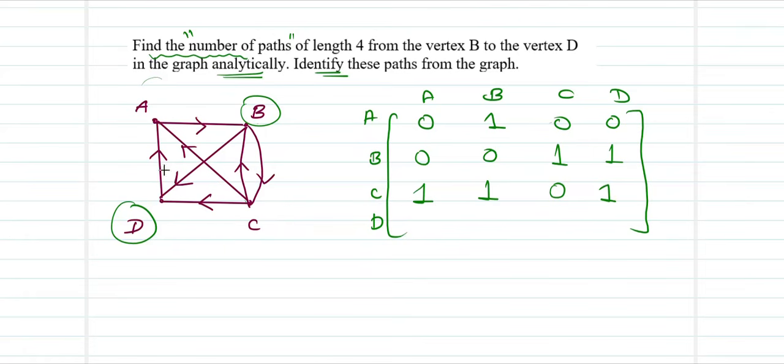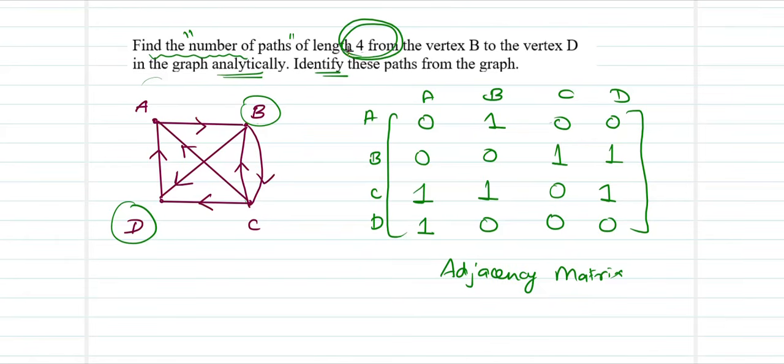Now from D. D to A, yes, we do have. D to B, no, we don't have. D to C, no, we don't have. And D to D, no, we don't have. So this matrix which is formed is called the adjacency matrix. So this is the adjacency matrix of the given directed graph G. Now we need to find the number of paths of length 4. So how much is going to be the length required? We need it of length 4. So if I am going to mark this matrix as A, the requirement is going to be for length 4.